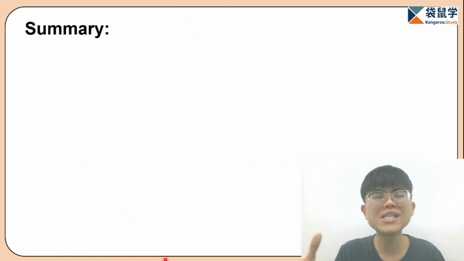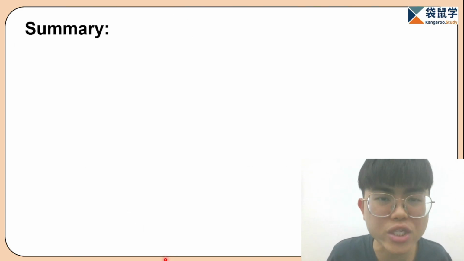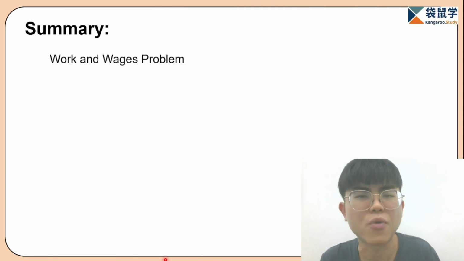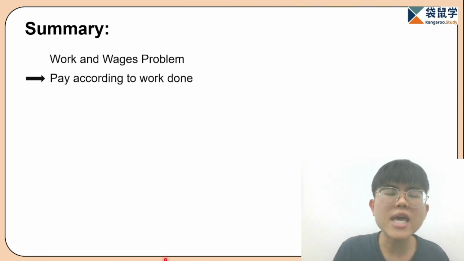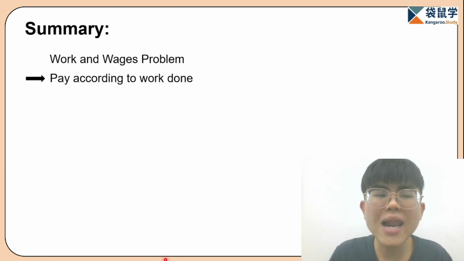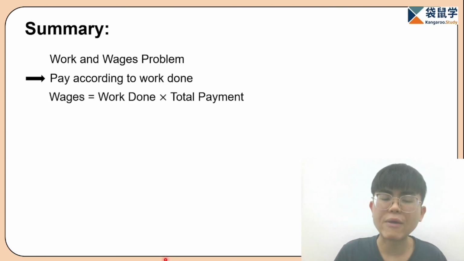Alright everyone, so let's summarize what we learned from this question. For this kind of question about work and wages problems, the pay will be according to the work done. To find the total wages, you just have to use the work done multiplied by the total payment, and you will get the answer.